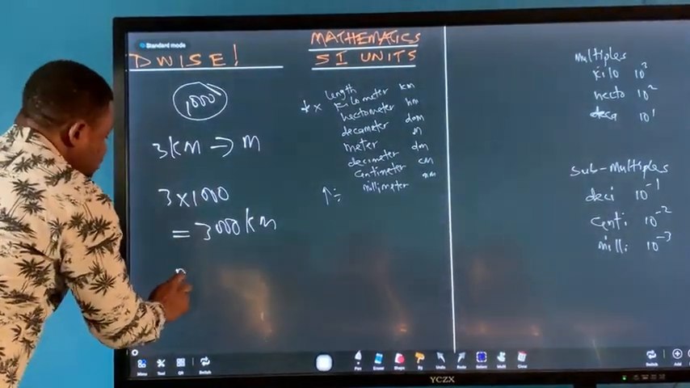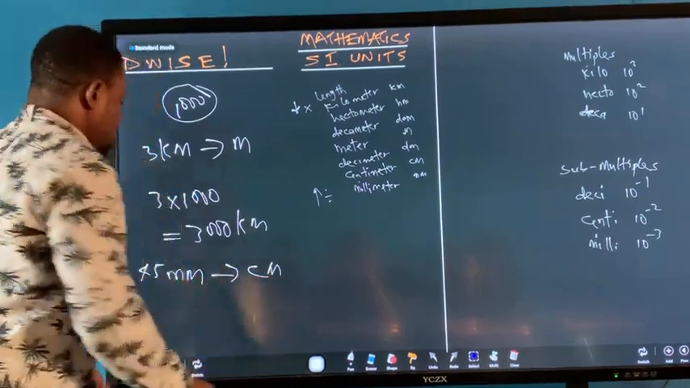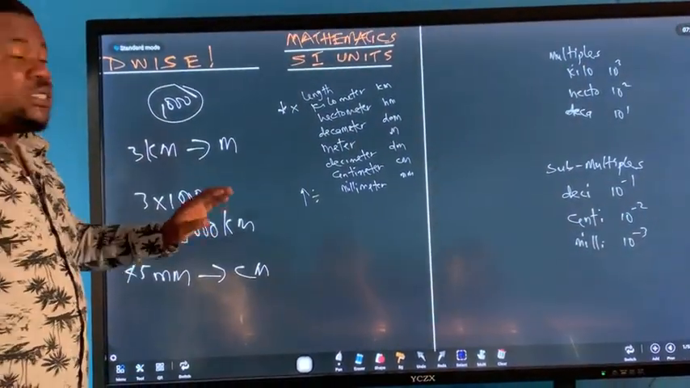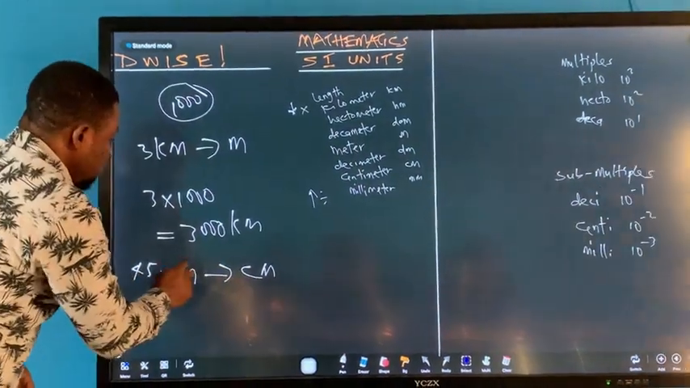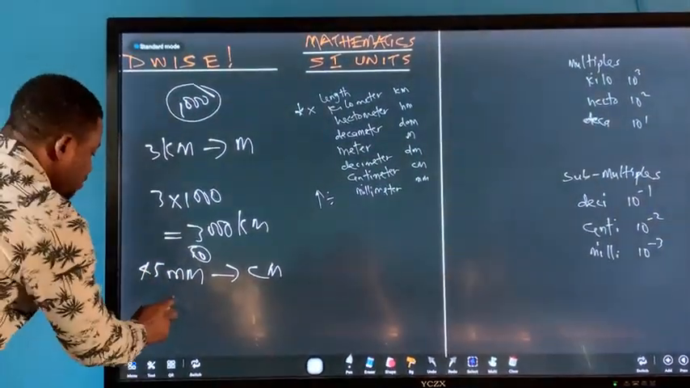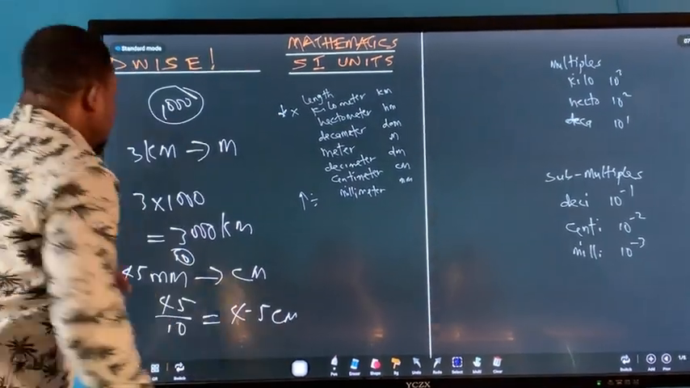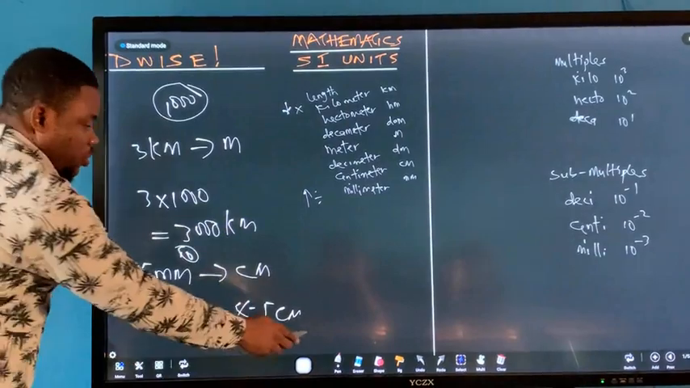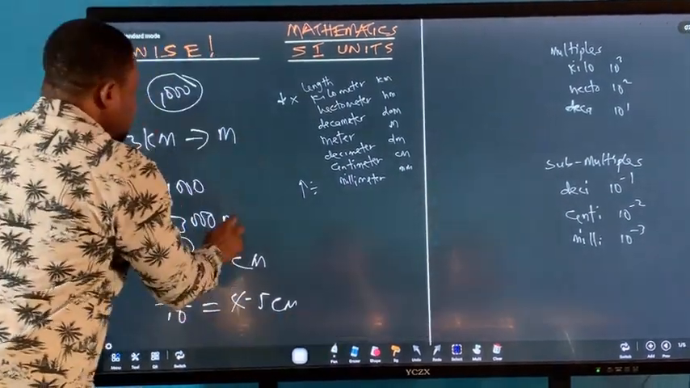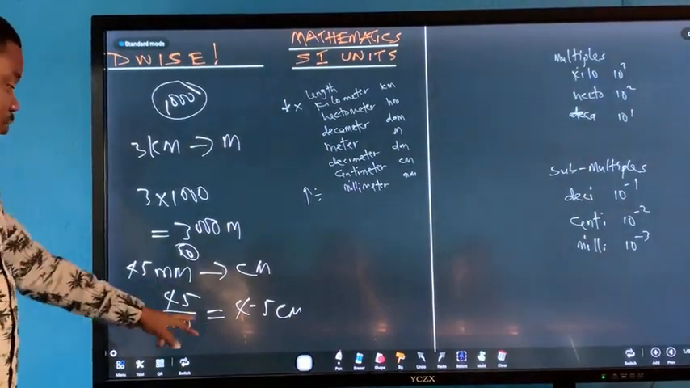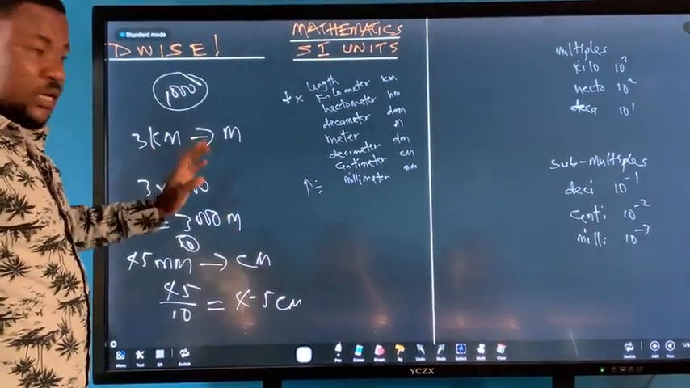However, if I'm going from millimeters, let's say I have 45 millimeters, and I want to convert it to centimeters, I'm going up this time around. The conversion factor from millimeter to centimeter is 10, so I'm dividing by 10. 45 divided by 10 gives me 4.5 centimeters. That means that 3 kilometers is equal to 3000 meters, and 45 millimeters is equal to 4.5 centimeters.